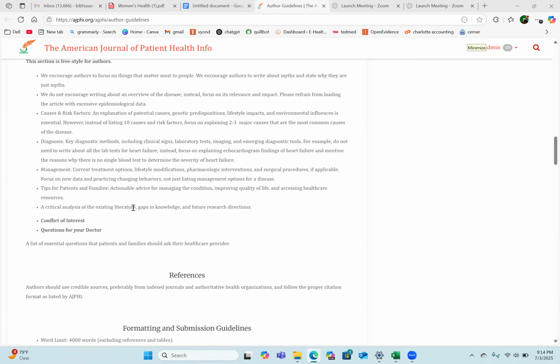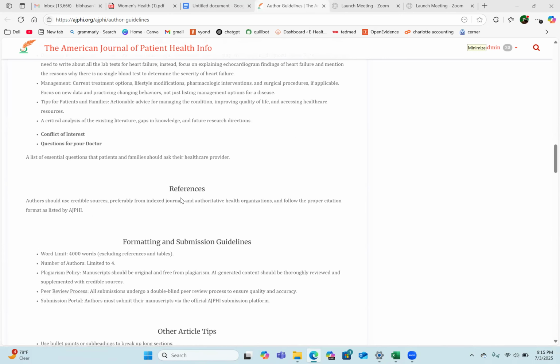But for the tips, I really recommend something like hashtag 5 tips for heart failure, or hashtag 5 tips for people living with kidney disease. Conflict of interest, never forget it. And questions for your doctor: 5 to 7 simple questions that you would like to ask your doctor, okay? And the references at the end.